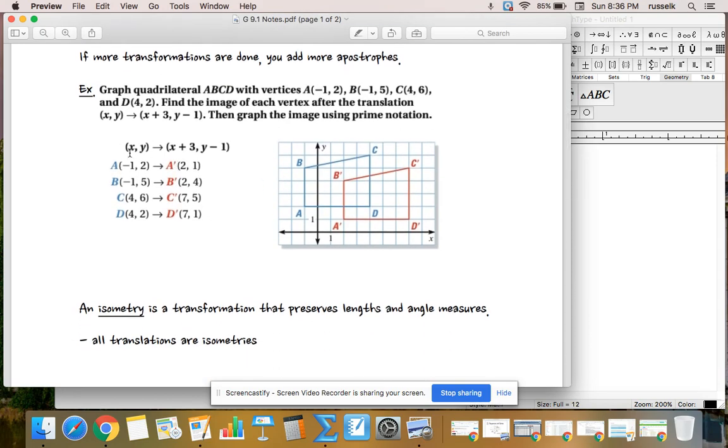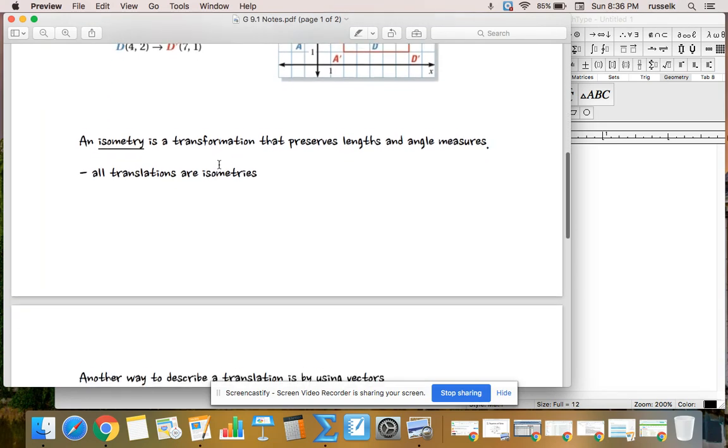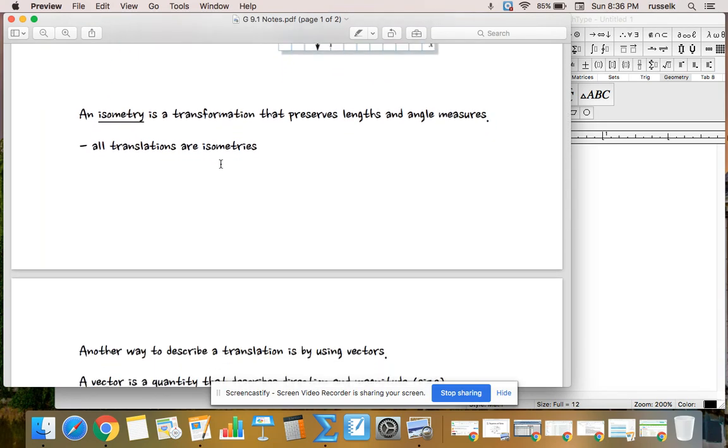Most of the time you'll notice translations given in coordinate notation, which means they'll give you an equation and tell you that your X is going to add 3 and then your Y's are all going to subtract 1. This is called coordinate notation, and you can just do literally what it's telling you to do to get your new points. And a translation is an isometry, which means all the lengths and angle measures stay the same. It doesn't get bigger, doesn't get smaller, doesn't get distorted in any way. It just moves where it's at.